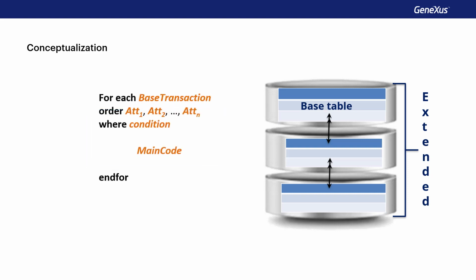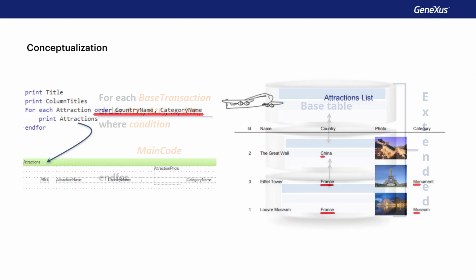Here's a summary of what we've seen so far about the for each command. With the order clause, we can indicate the criterion used to order the information returned by the for each command. The order can depend on the attributes in the base table of the for each command or its extended table. As we can see, we can order by a single attribute or by several attributes.